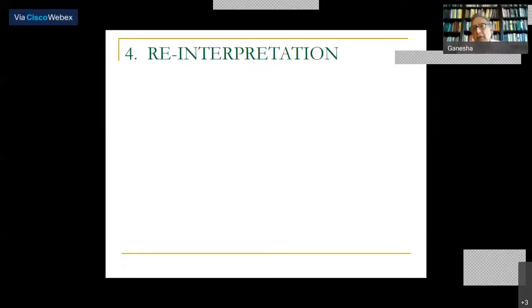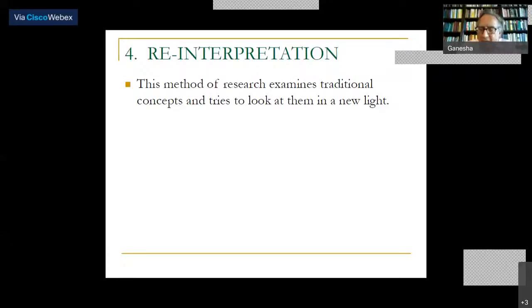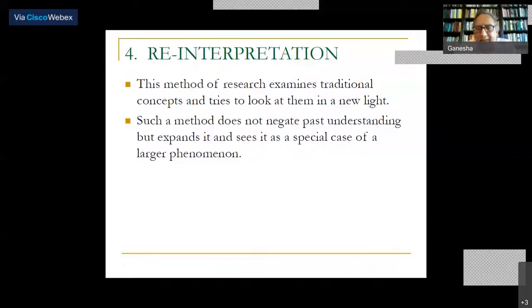So I've discussed observations and conjectures, and then I want to move into another method of churning the mind, which is more difficult. It's called the method of reinterpretation. This method of research examines traditional concepts and tries to look at them in a new light. I'll show you a cartoon in a second. Such a method does not negate the past understanding, but expands it and sees it as a special case of a larger phenomenon.